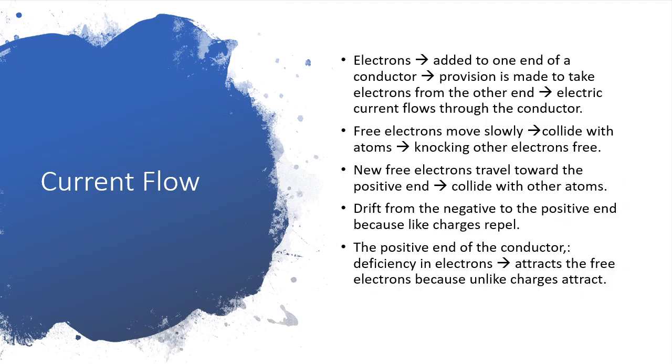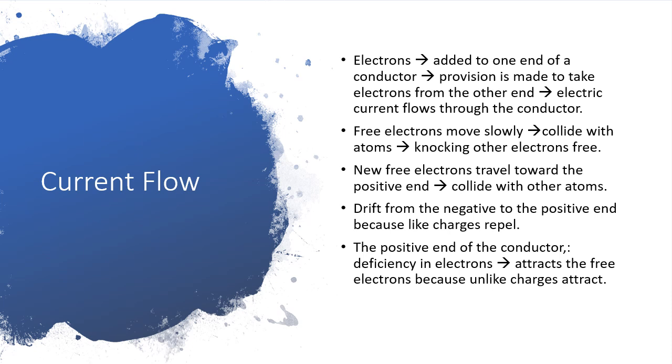If electrons are added to one end of a conductor and provision is made to take electrons from the other end, an electric current flows through the conductor. As free electrons move slowly through the conductor, they collide with atoms, knocking other electrons free. These new free electrons travel toward the positive end of the conductor and collide with other atoms.